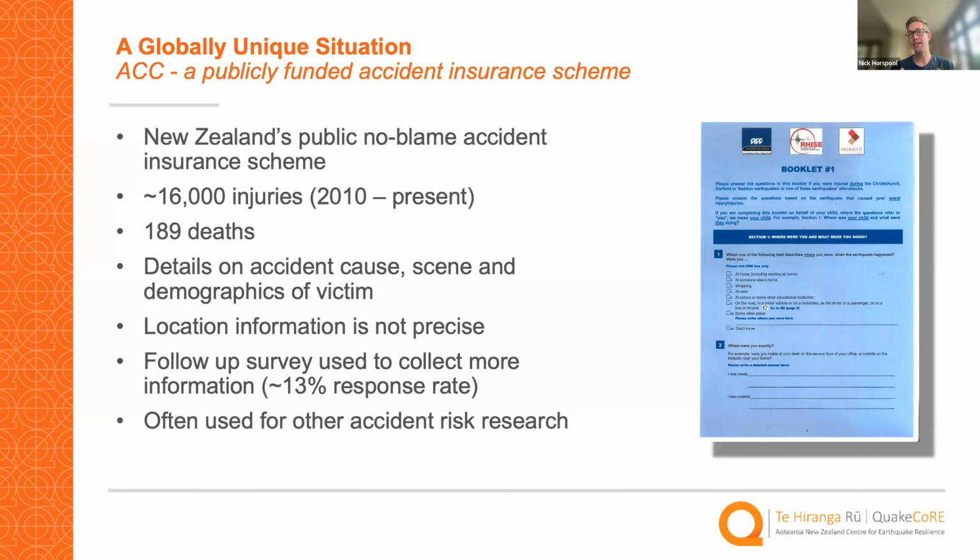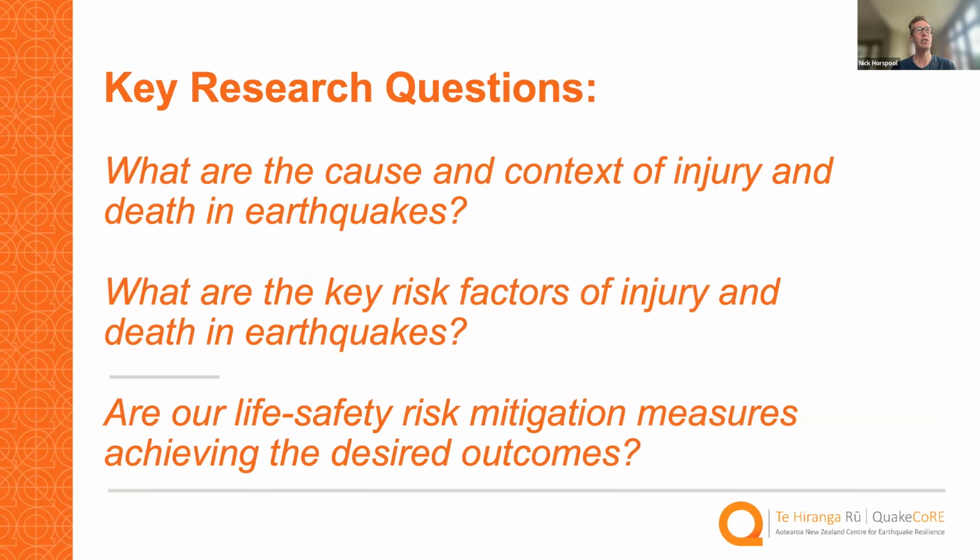So using these 2 data sets, the broad ACC data set and this post-event survey, we've undertaken a series of research projects to understand and investigate life safety risk in earthquakes. Our key research questions are: what are the cause and context of injury and death in earthquakes? What are the key risk factors? And also, how are our life safety risk mitigation measures achieving the desired outcome? So this is really using the 2 research questions above to understand if we're working in the right direction to minimize our life safety risk that our policies and strategies are aiming to achieve.